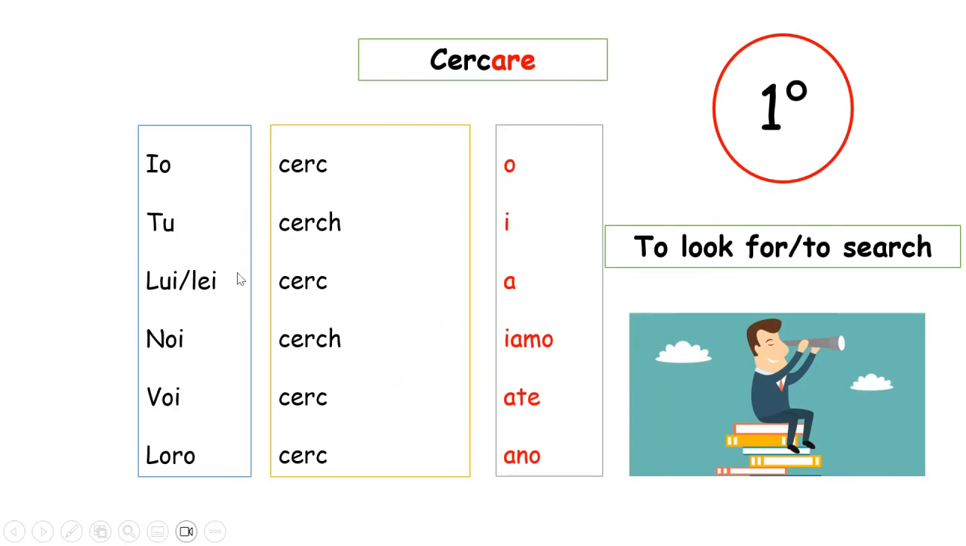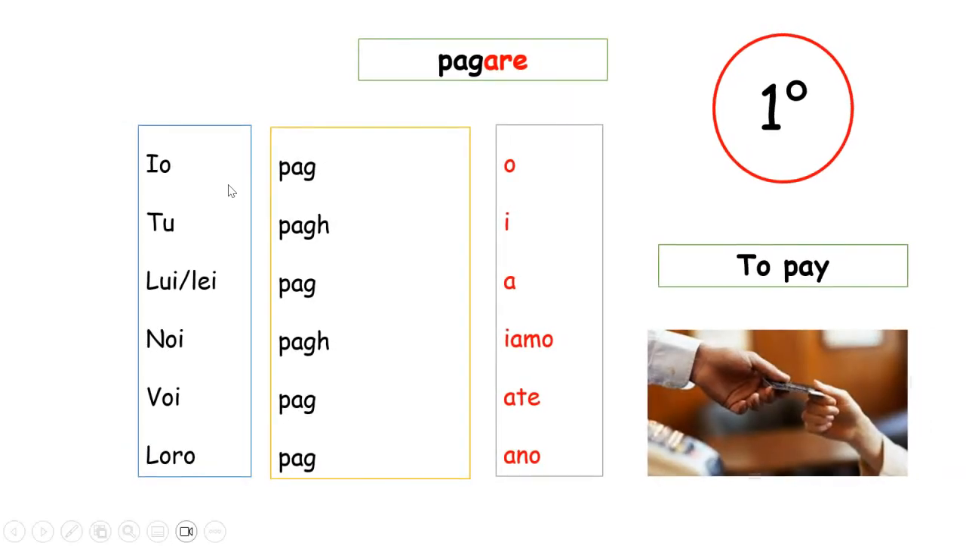Let's read. Cercare. Io cerco, tu cerchi, lui, lei cerca. Noi cerchiamo, voi cercate, loro cercano. Pagare. Io pago, tu paghi, lui, lei paga. Noi paghiamo, voi pagate, loro pagano.